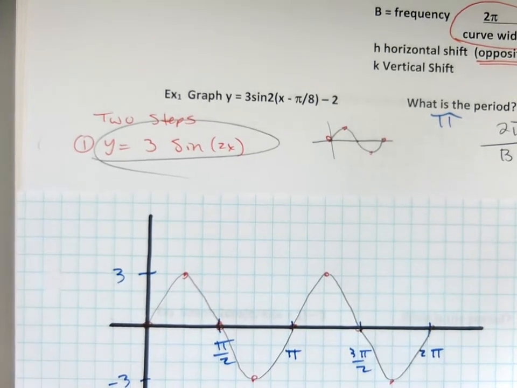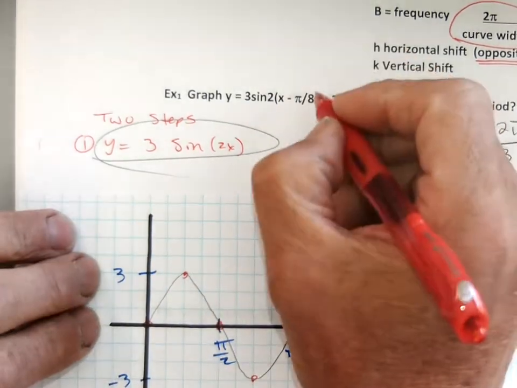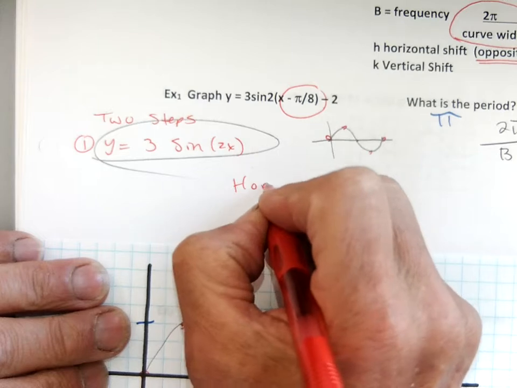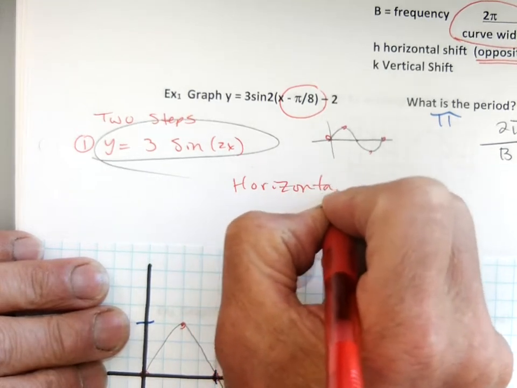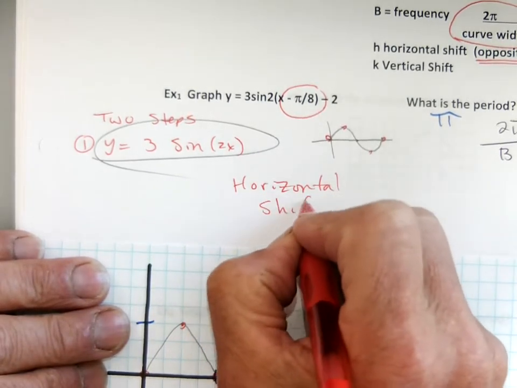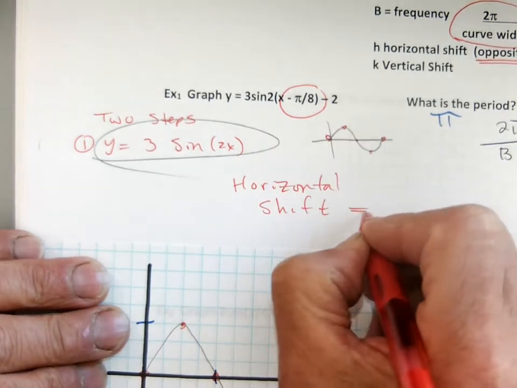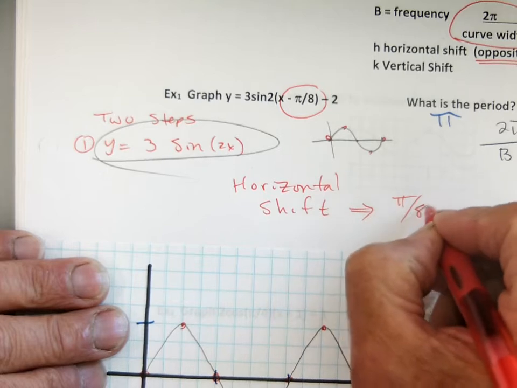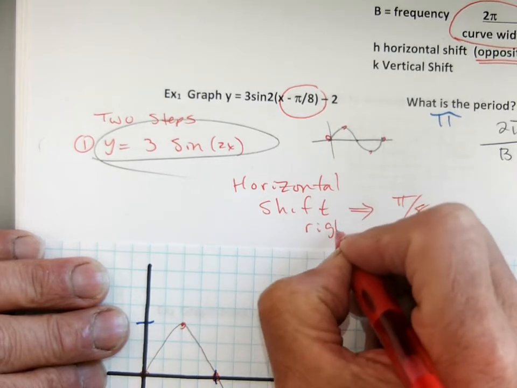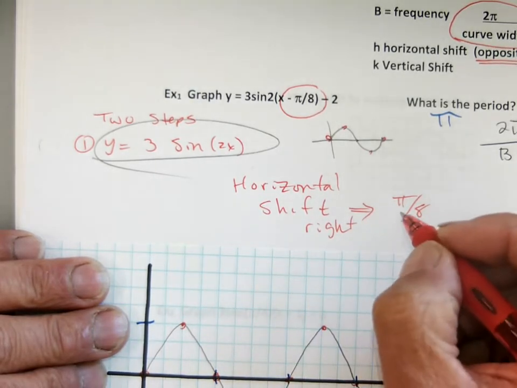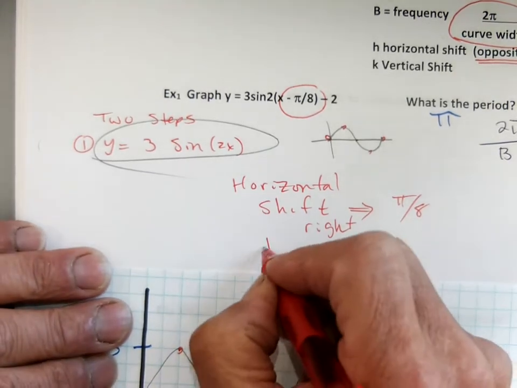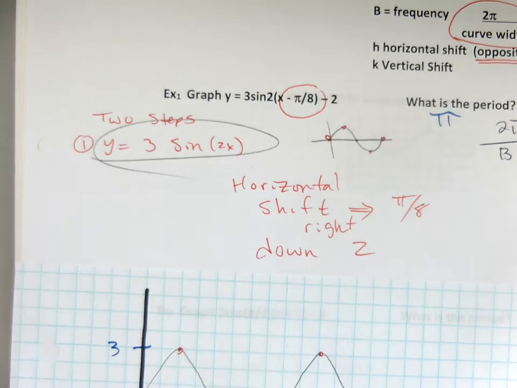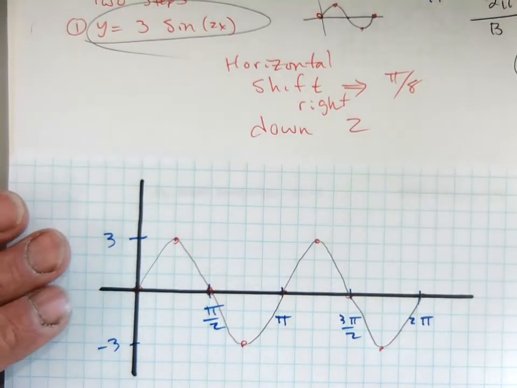So now let's shift it. We're going to do a phase shift or a horizontal shift. Opposite. We're going to go to the right pi eighths, and then we're going to go down 2. So let's see how we're going to do that.